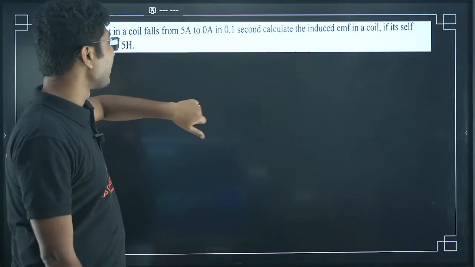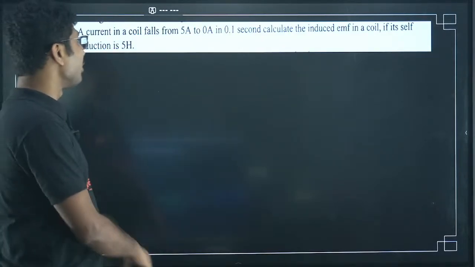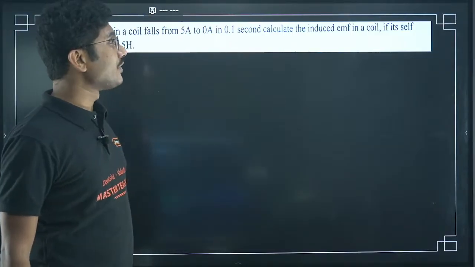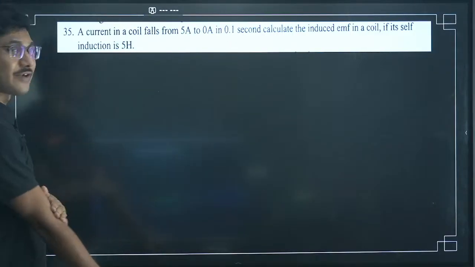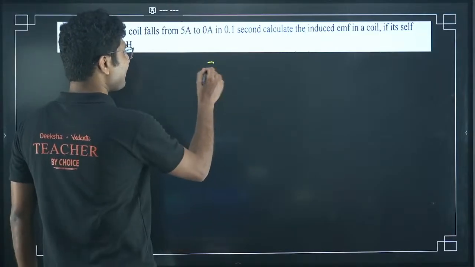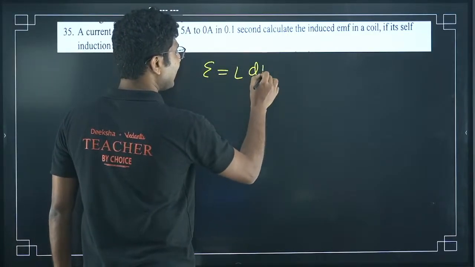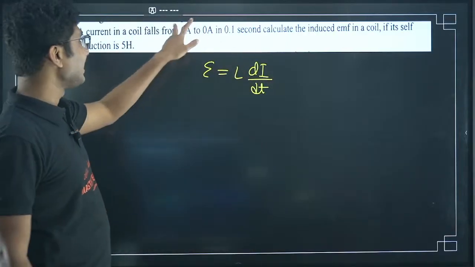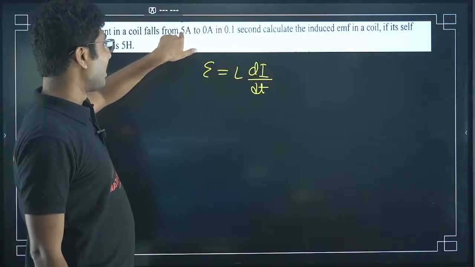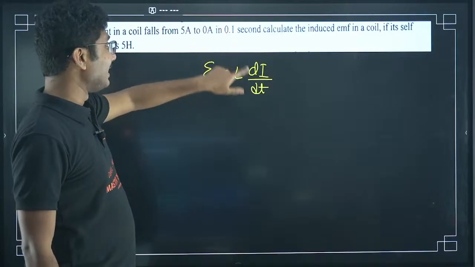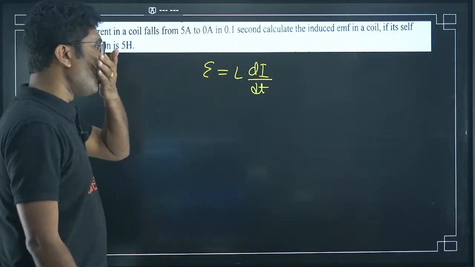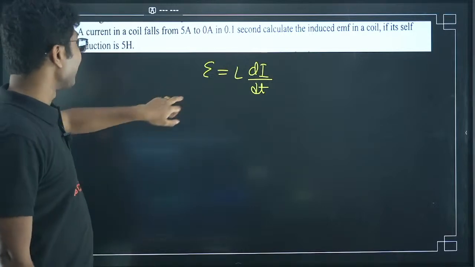Again, a very common question. A current in a coil falls from 5 to 0 ampere in 0.1 second. Calculate the induced EMF in the coil if its self-inductance is 5 Henry. Very easy question. Epsilon is equal to L di by dt. I was doing something like this in my yesterday's video. So di is 5 and dt is 0.1. L is given as 5 Henry. You have to calculate epsilon. Very easy question.